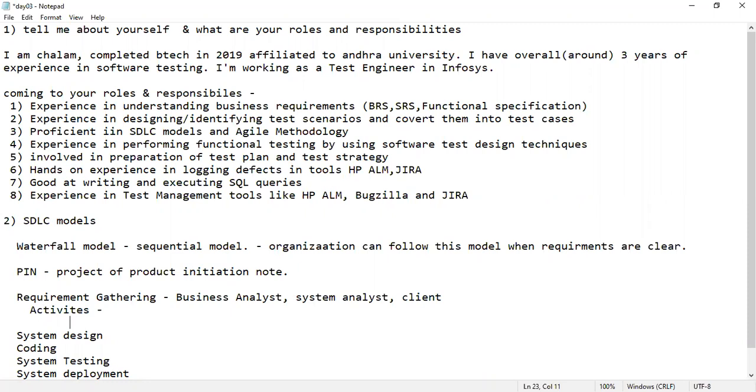So BA captures all the client requirements.